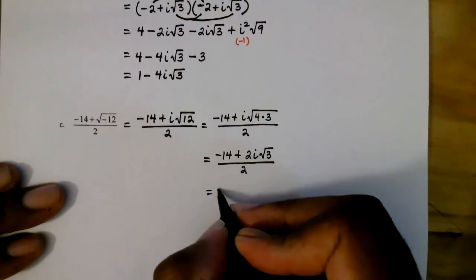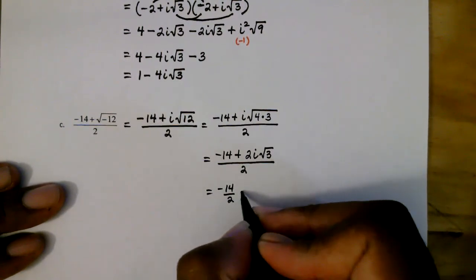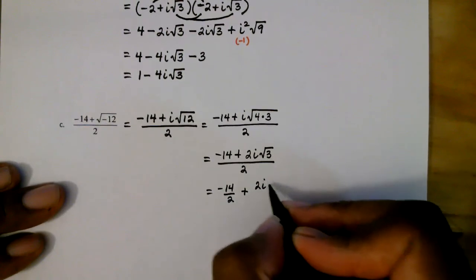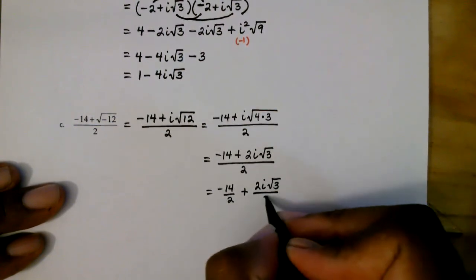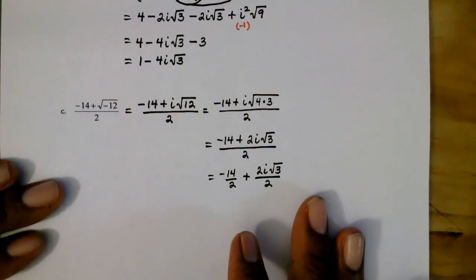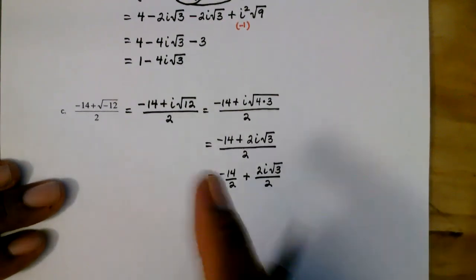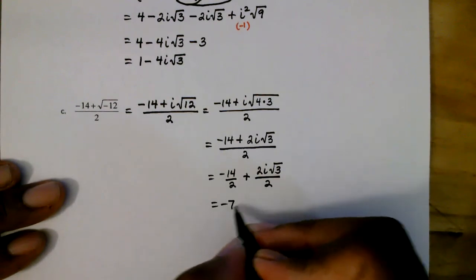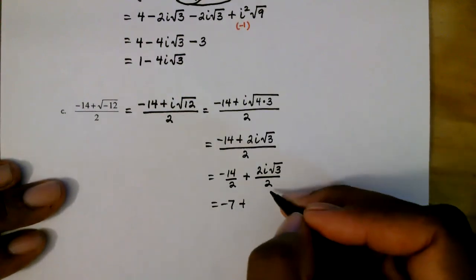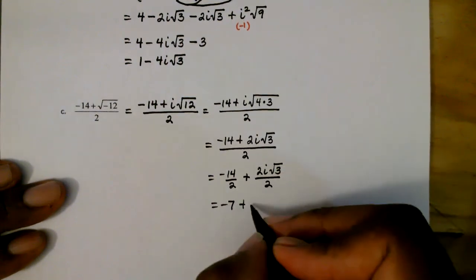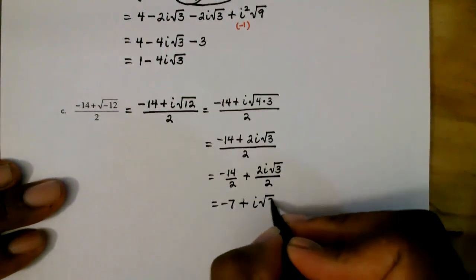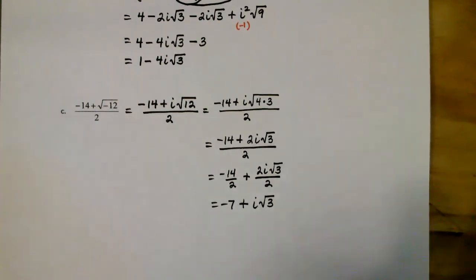Now, I'm going to break this up as negative 14 over 2 plus 2i square root of 3 over 2, and simplify each piece. Negative 14 divided by 2 is negative 7. Plus 2i square root of 3 divided by 2, but the 2's divide out. You'll be left with i square root of 3. So the final answer will be negative 7 plus i square root of 3.